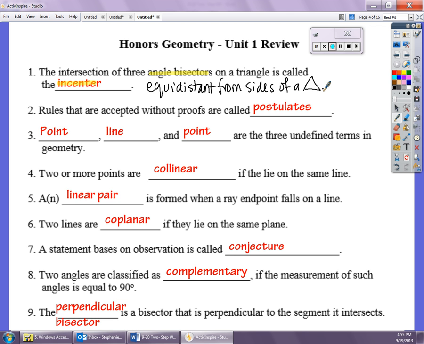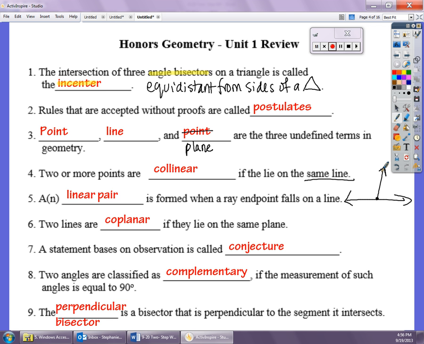Okay, rules that are accepted without proofs are called postulates. Point, line, and this should have said plane are your three undefined terms of geometry. Those are the only three undefined terms. Two or more points are collinear if they lie on the same line. Use that as your guide: line, same, collinear. A linear pair is formed when a ray endpoint falls on a line. So this is an example of a linear pair, and they are always supplementary.